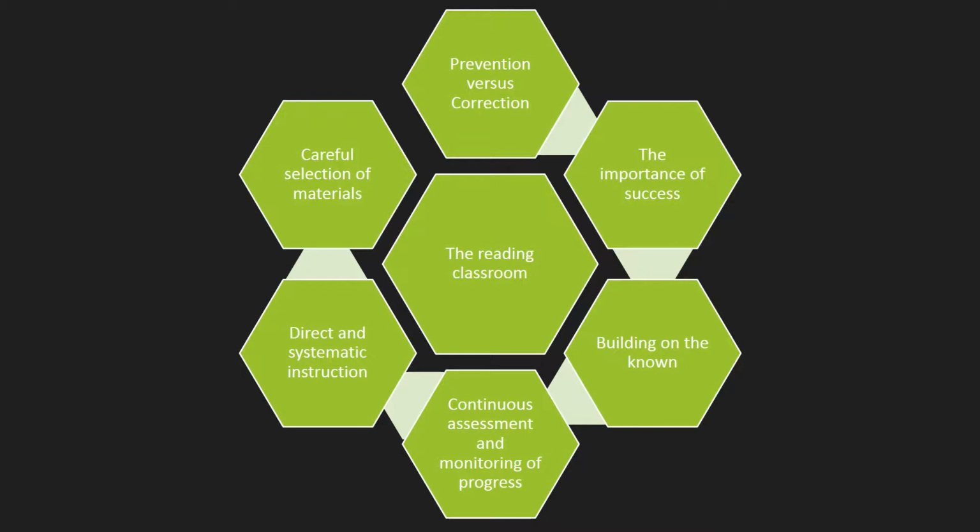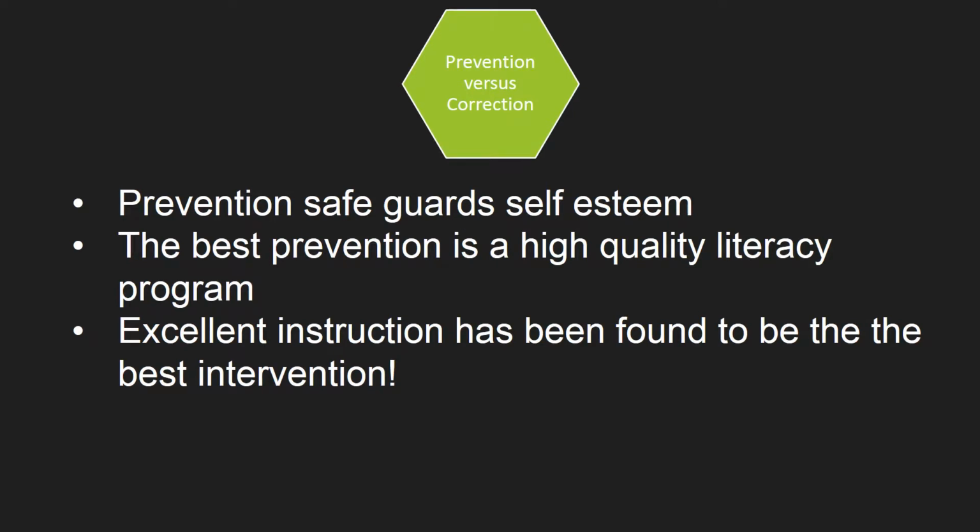Here are the elements that we'll talk about in this lecture. The first one is prevention versus correction. Now, of course, the best prevention in the case of a primary classroom is going to be a high quality literacy program. If you can develop and support students in an effective way right from the beginning of their learning, then you're going to have less chance of students having difficulties.